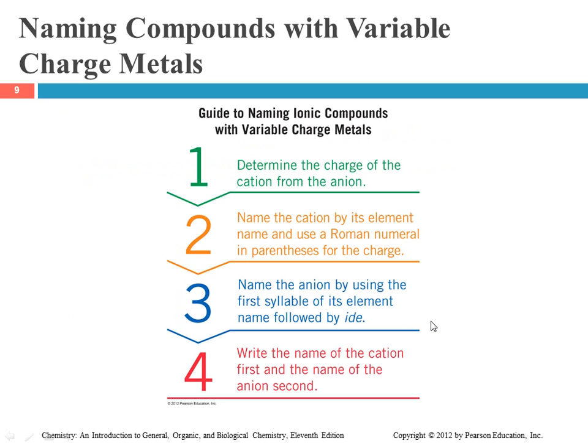So here's kind of a guide. We're going to go through and practice some of these. We have to determine the charge. That's the first thing. We have to determine the oxidation state of the transition metal. Then we're going to name that cation, the metal, and then in parentheses, we're going to put that charge. And then the ending is just like we've been doing. You place the ending, the anion, which is our nonmetal, and you end it with IDE.